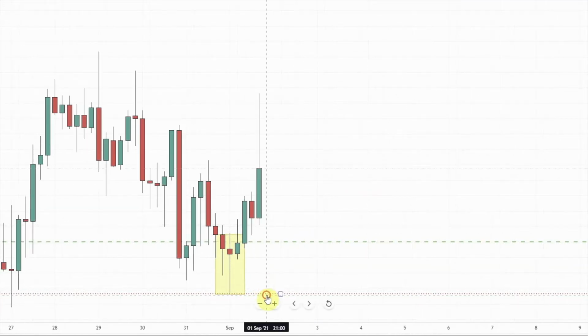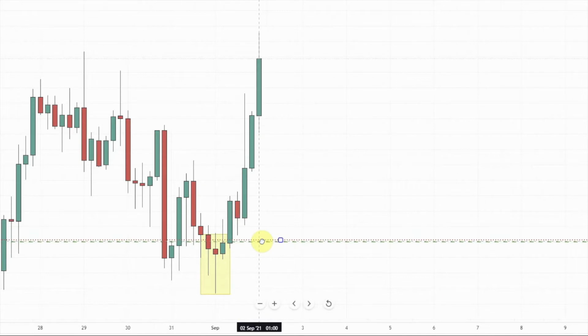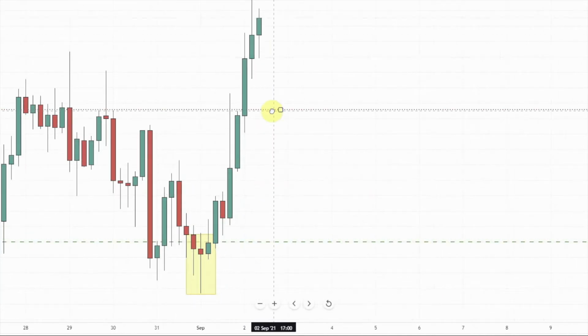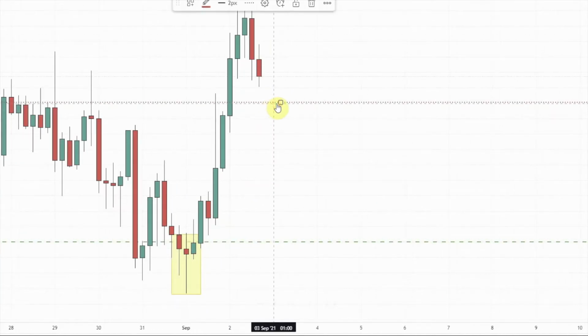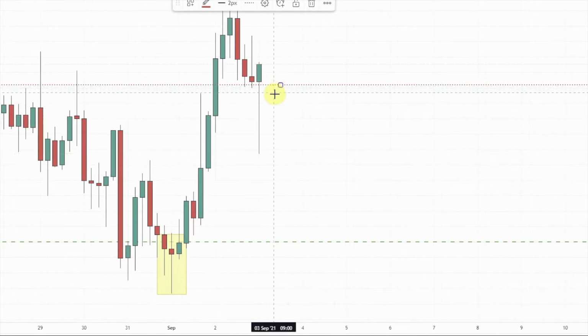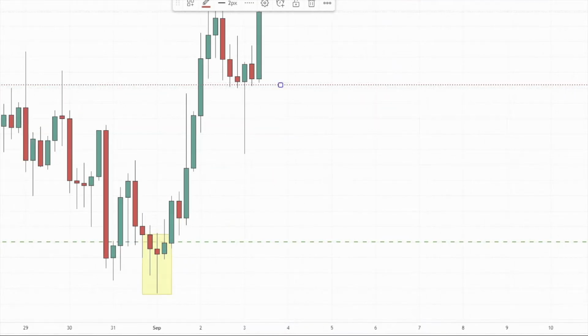So eventually I moved risk to break even according to the strategy before locking in some profit and eventually cashing out at around this level here, which is a 3-to-1 risk reward ratio.